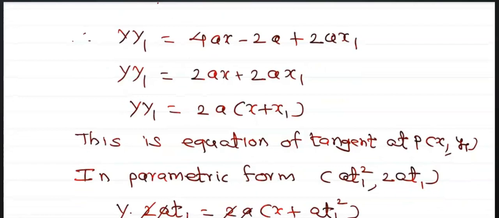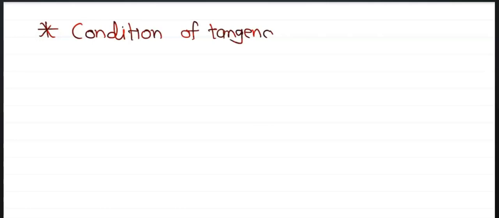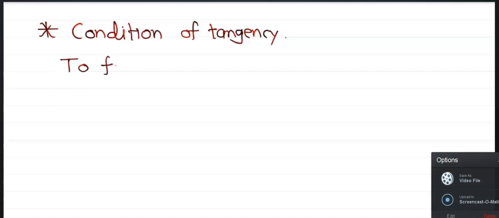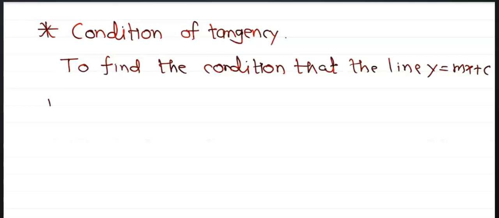We find the equation of the tangent by using the calculus method, that is by differentiating. Now, condition of the tangency: when a given line is tangent to the given curve, that is, when the line is tangent to the parabola. In case of the circle, we have also seen this type of condition, that is c is equal to plus or minus a under root of 1 plus m square for that circle. But here it may be different.